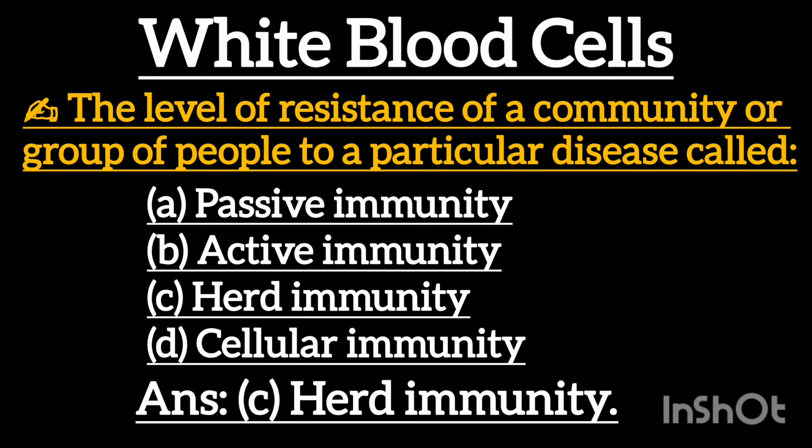Next one: the level of resistance of a community or group of people to a particular disease is called? Option A, passive immunity. Option B, active immunity. Option C, herd immunity. Option D, cellular immunity. Correct answer is option C, herd immunity.